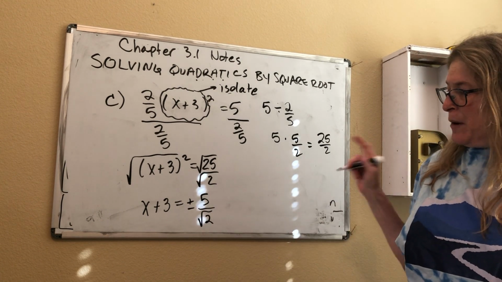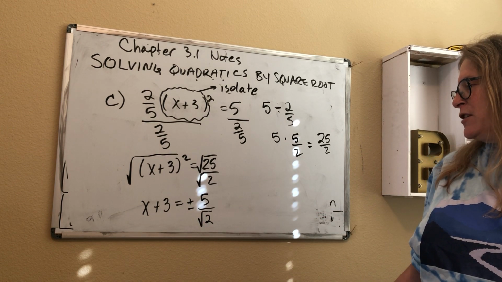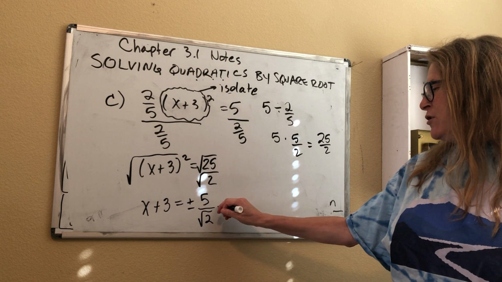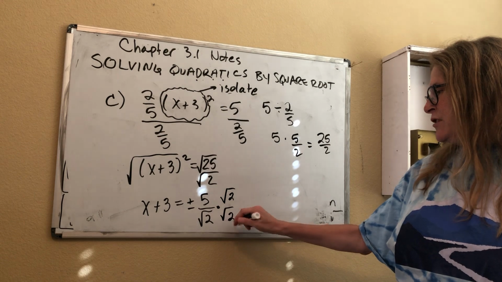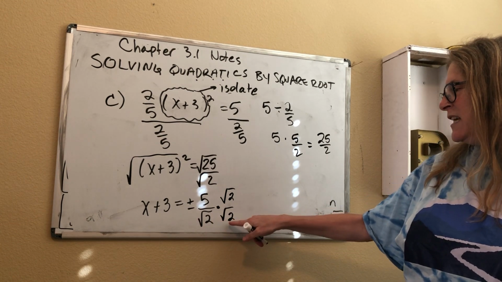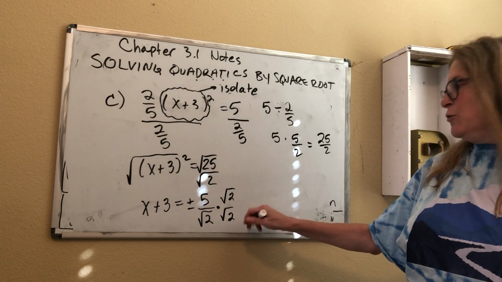Now, I don't know if you remember from geometry, I'm not allowed to leave a radical on the bottom of the fraction like that. So what I have to do is multiply the top by square root of 2 and the bottom by square root of 2. And the reason I do that is that when I take the square root of 2 and multiply by itself, it's just equal to plain old 2.